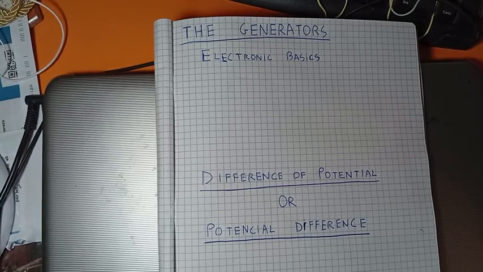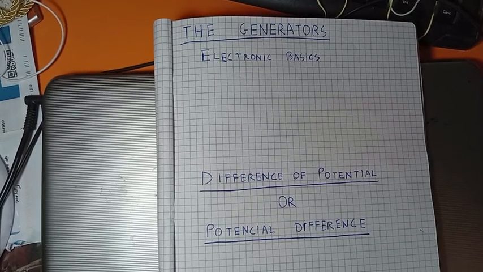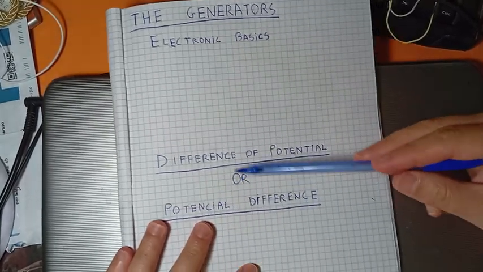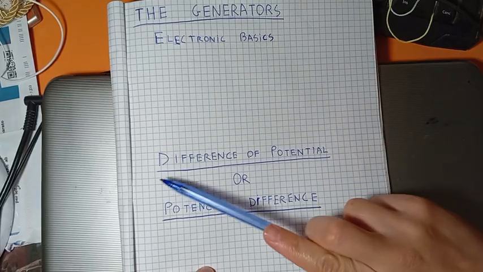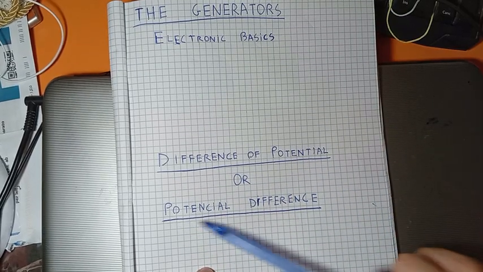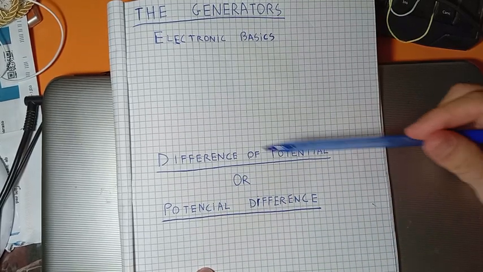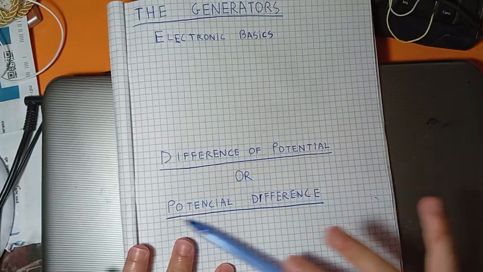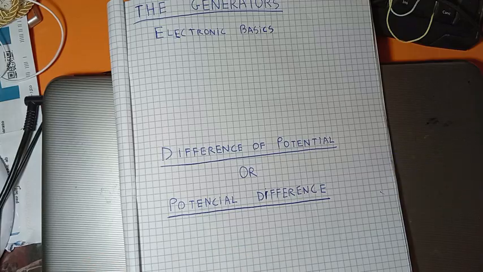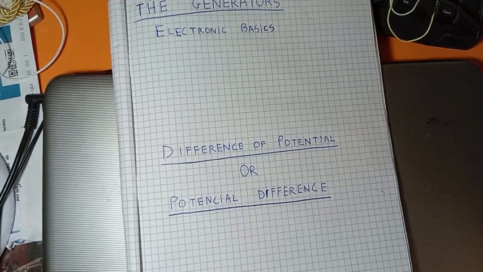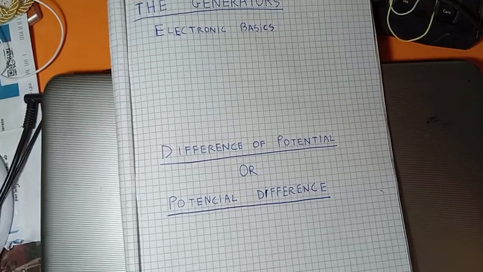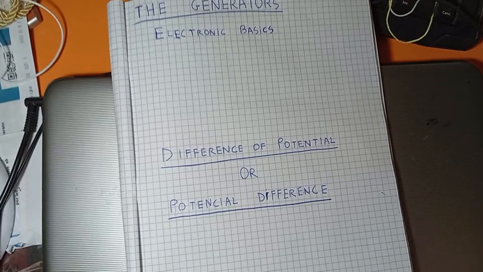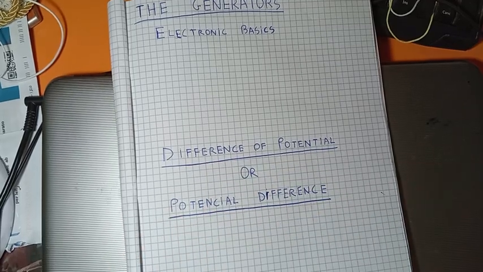But now we have another question. Why do they move? What is the reason why they move? Well, to understand this, we have to keep in mind this principle, the difference of potential or the potential difference. Two different terms here, but we are talking about the same thing. I could call it in this way or in this way. It's the same thing. So, what is the difference of potential, or the potential difference, if you prefer? It is very simple, actually.